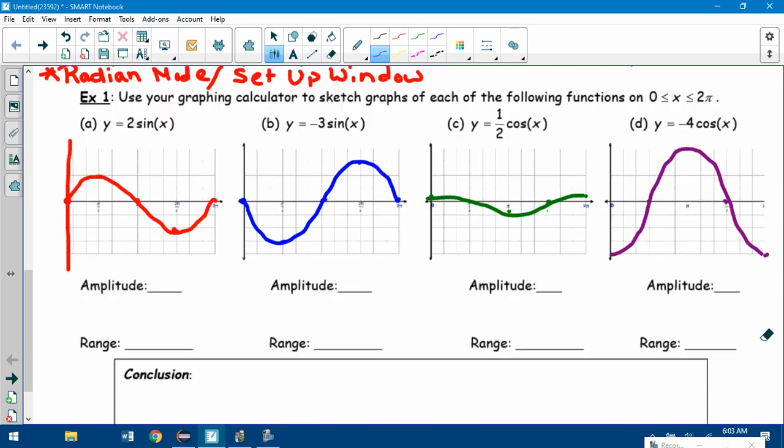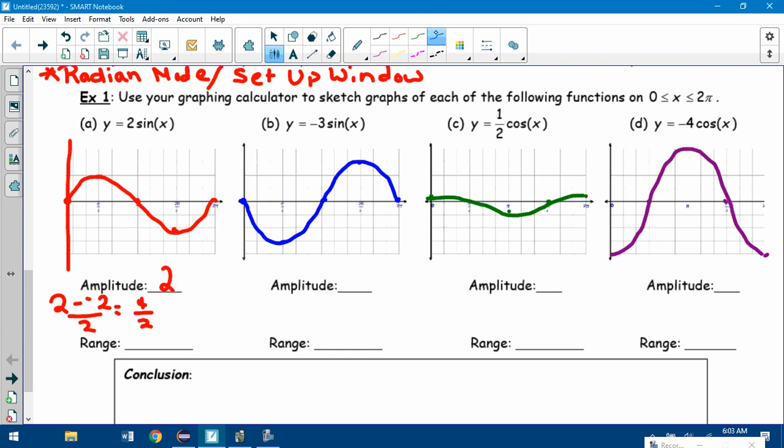Okay, now in all of these I want to come up with the amplitude and the range. Now for amplitude, I know you might be able to know it just by looking at it, but I'm doing this for a reason. I'm going to keep doing max minus min divided by 2. So what's the max of this first red graph here? The max is 2. So 2 minus the minimum of -2, all divided by 2. 2 plus 2 is 4 divided by 2. So this amplitude is 2.